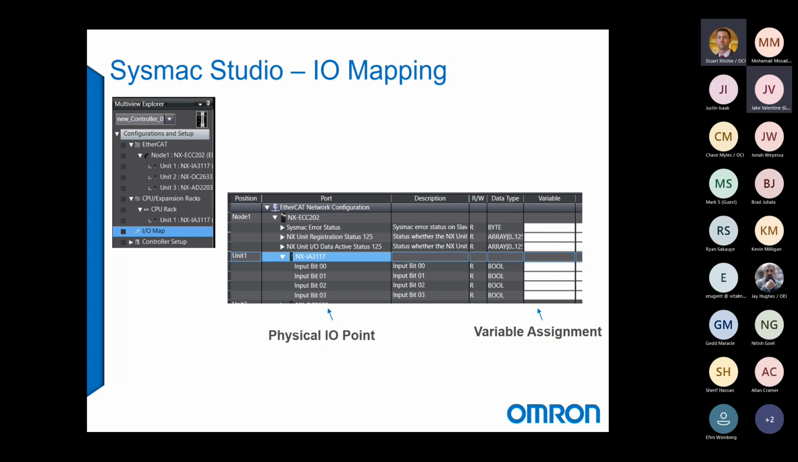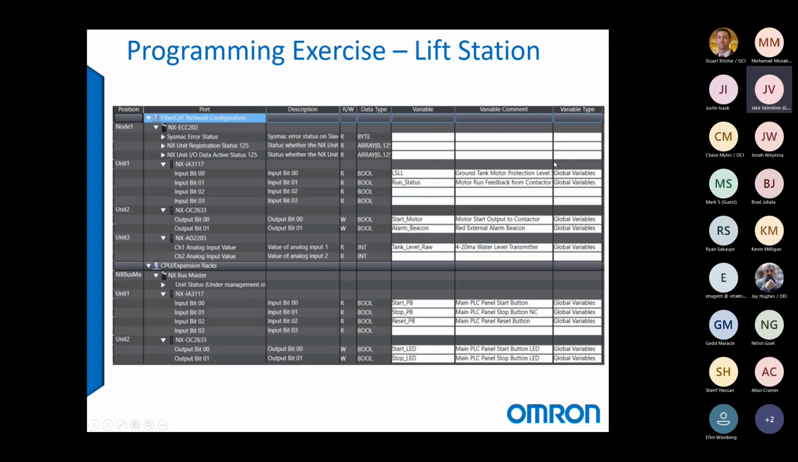So if we go into our I/O map, which is right below the CPU rack, we can drill down to each one of those cards, and the variable column will be where we create the variable that we want to use for them. It will automatically create it as a global variable when you type it in the I/O map. And you don't need to put the variable comments if you don't want to, but this is what the I/O map will look like when everything is tagged.